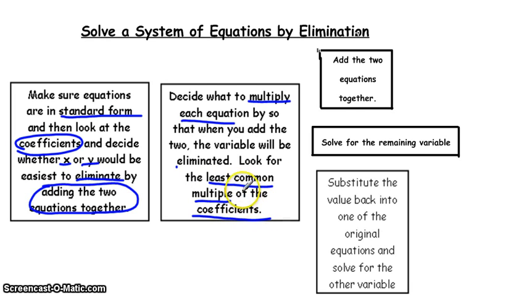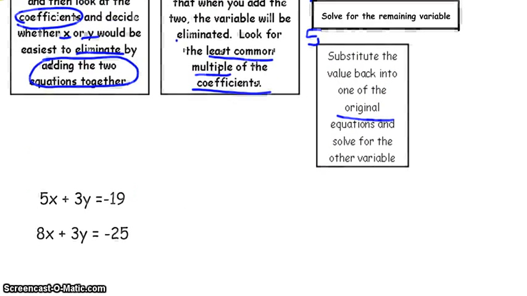Alright, once we've made them opposites, then we're going to go to step 3, which is to add the two equations together. That's going to leave me one variable in step 4. I will solve for that remaining variable. And then in step 5, I'm going to substitute back into one of the original equations, and here is original, and solve for the other variable. Let's look at an example.